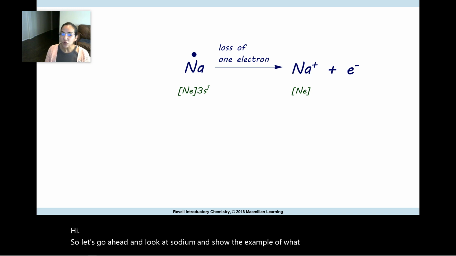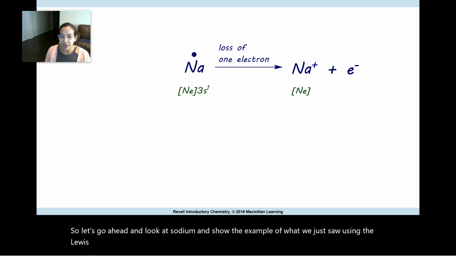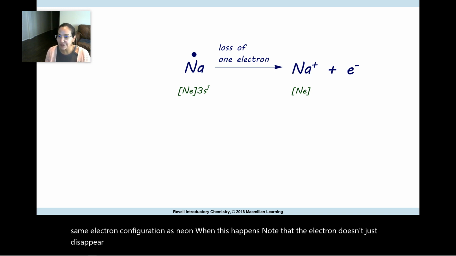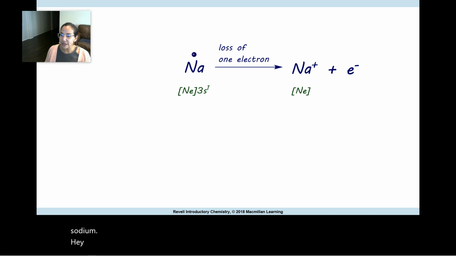All right, so let's look at sodium and show the example of what we just saw using the Lewis dot symbols and its configuration. Sodium is going to lose one electron. It attains the same electron configuration as neon when this happens. Note that the electron doesn't just disappear into thin air. So here's sodium, with its one valence electron.